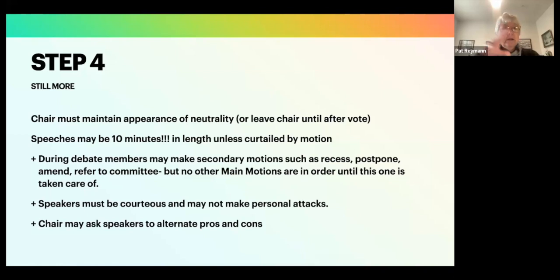Then if the chair sees a lot of activity, the chair can say, all right, who would like to speak against it? And then who would like to speak in favor? So go back and forth, alternate between those in favor and those against. That is the prerogative of the chair to do that, if you'd like.